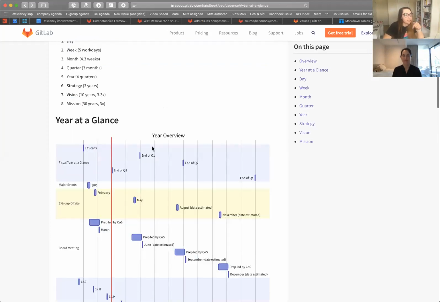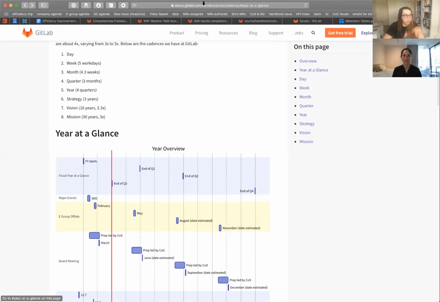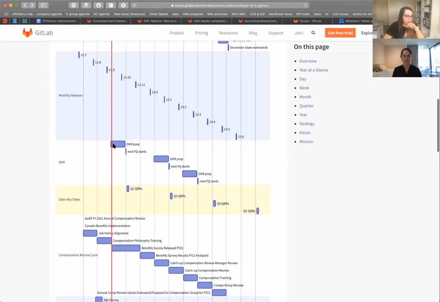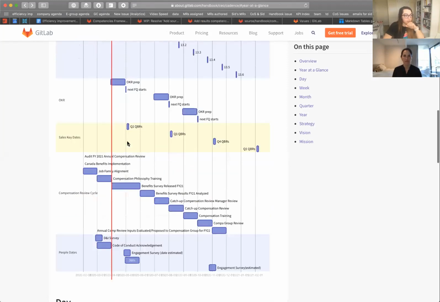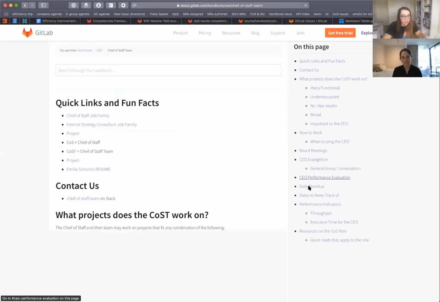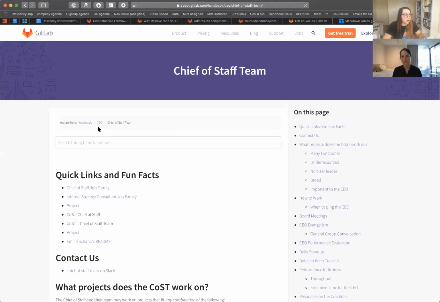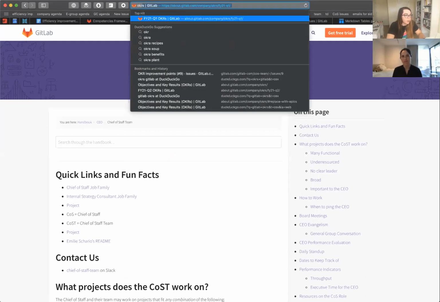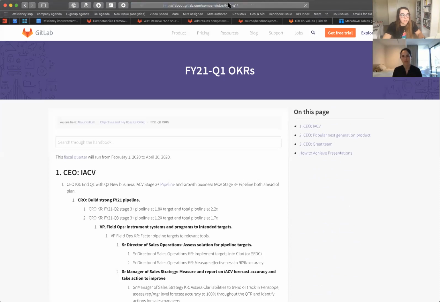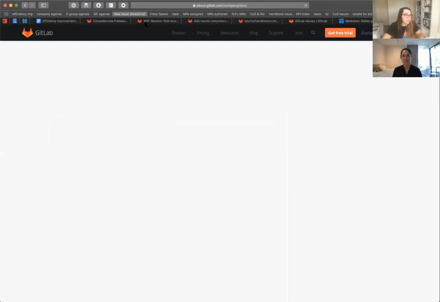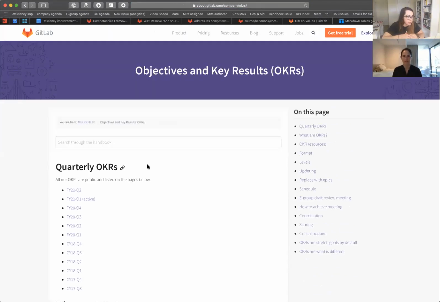So this year at a glance section is under the CEO cadence page. And where we are right now, we're starting OKR prep. On the chief of staff team page, some of this stuff is outlined, but we have a separate OKR page where we outline the OKR process. The reason is this is a cross-functional thing, which is why it generally is in its own section.